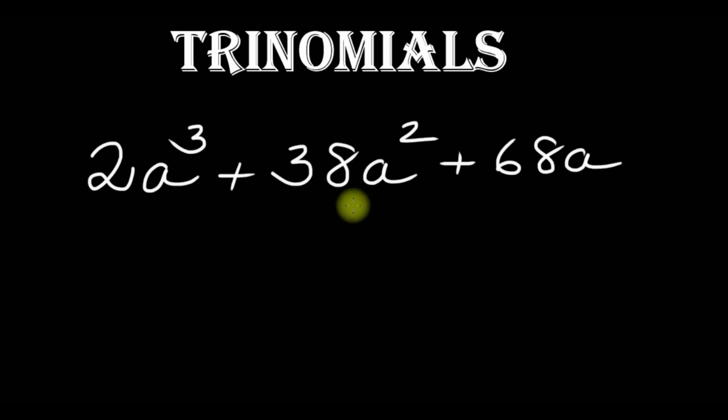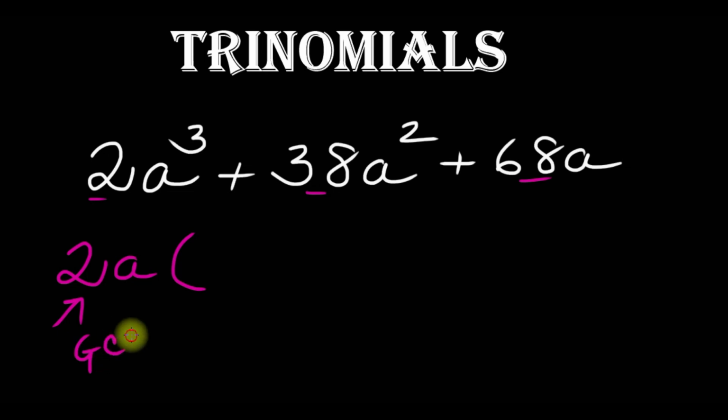Okay, so we're going to factor this trinomial. We have to see if there is a greatest common factor other than 1 that we can pull out. 2 can go into all of these numbers. And then you can also pull out an a because they all have at least an a. So your greatest common factor is going to be 2a. Okay, that's your GCF, greatest common factor.